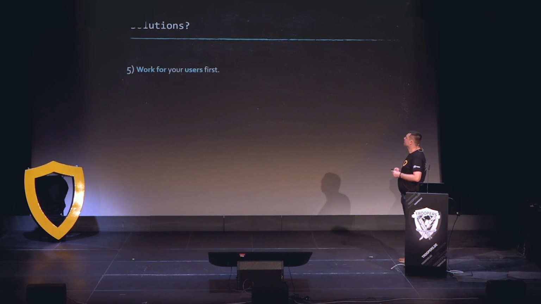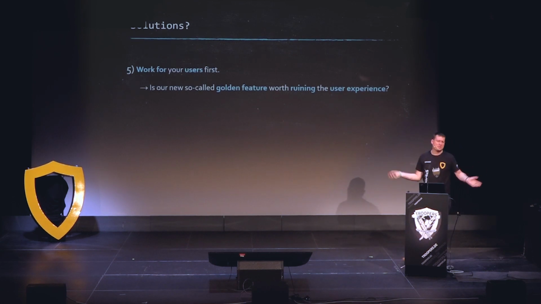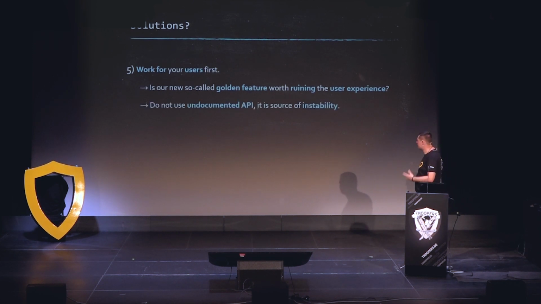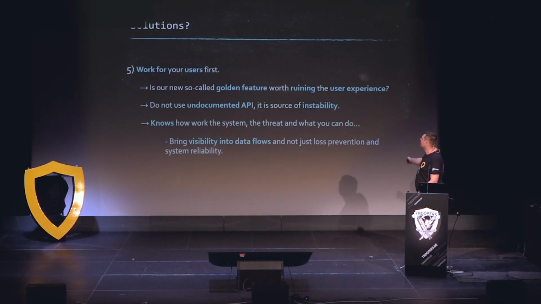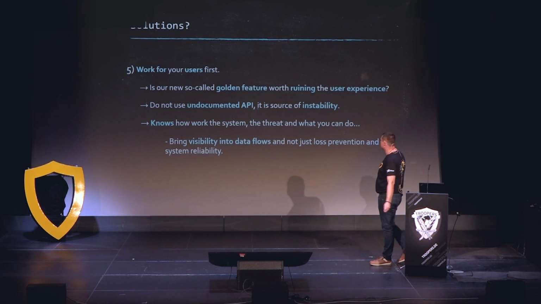And number 5, and that will be the last: work for your users. Even if you have a golden feature which is so brilliant, so genius, etc., but it ruins the user experience, it's not good. You should keep the user experience intact. Do not use undocumented APIs. All this talk is about a lot of undocumented APIs, so don't use them directly in your software. They could move in case of Microsoft updates.